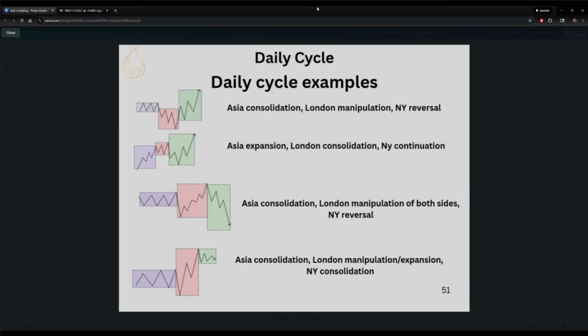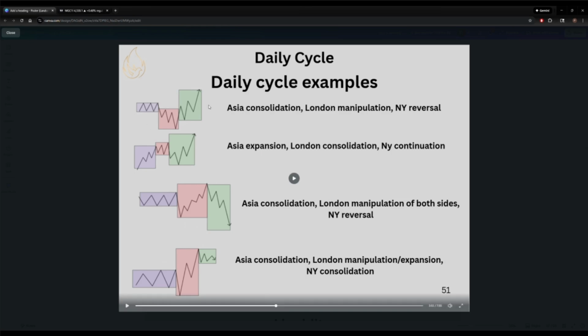So these are different daily cycle examples. The first example is usually what we aim for: Asia consolidation, London manipulation low, and then New York reversal or New York continuation off London. But sometimes you can see Asia expand, and then London consolidate, and then New York continuation from Asia.